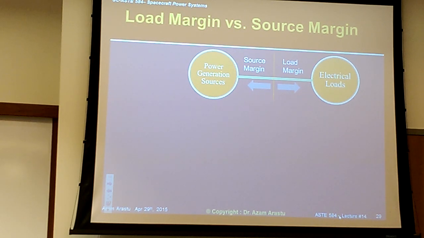Then you may have load margin. This payload that I have requires 2.2 kilowatts. But you know what? I'm not too sure, it might be 2.3. So I'm keeping an extra 100 watts as my load margin. And so the margins are kept on both sides.